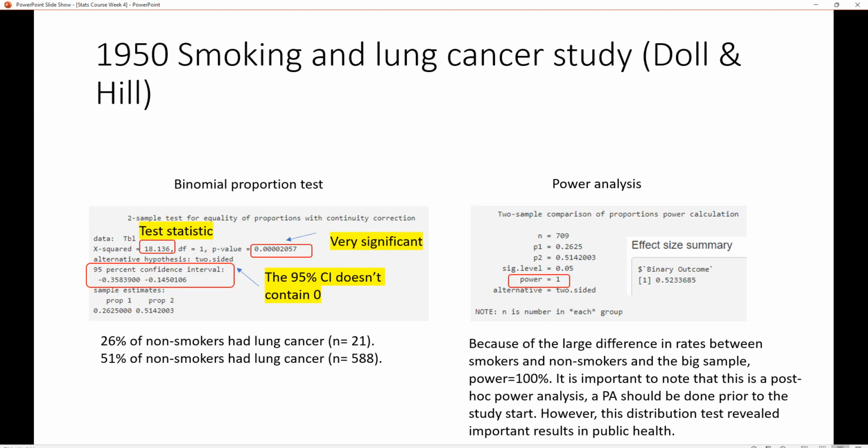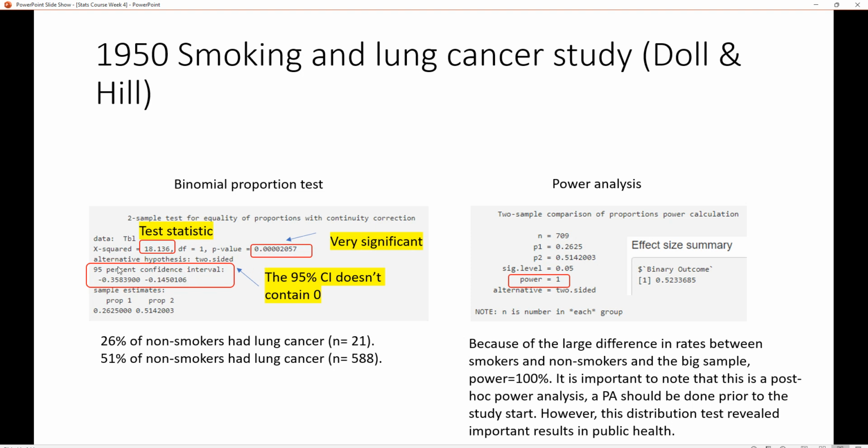Now this last example is the 1950 smoking and lung cancer study by Doll and Hill. This is a non-parametric test, so we don't have a sampling distribution in the traditional sense, but we do use a test statistic, which is this chi-square value. And we can still use that to find a significance level. We have a p-value of 0.000002057, which is very significant.